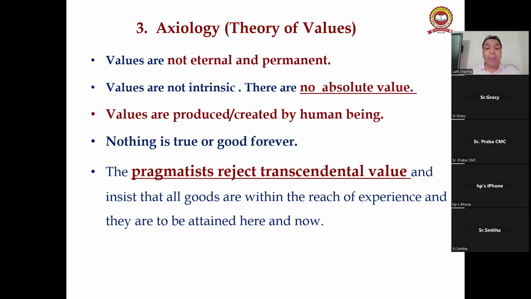Pragmatism is saying values are not eternal, not permanent. Values are not intrinsic. There is no absolute value. Values are produced, created by human beings for the welfare of society. Pragmatism says that nothing is true or good forever. It rejects transcendental value and insists that all goods are within the reach of experience and are to be attained here and now.